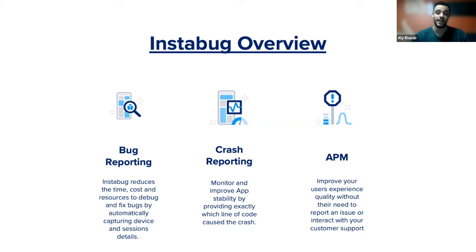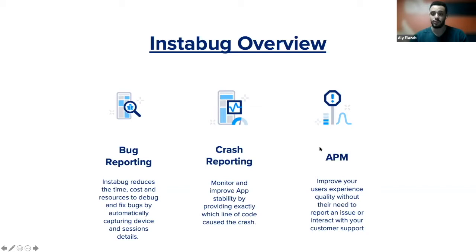Next is crash reporting. This helps customers monitor and improve app stability by providing root cause analysis of the crash, like the stack trace, as well as step-by-step what the user's journey was up until the moment the application crashed, which ultimately helps developers recreate the crash and solve the problem.